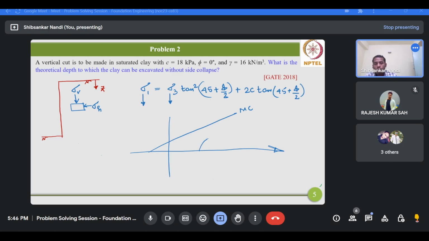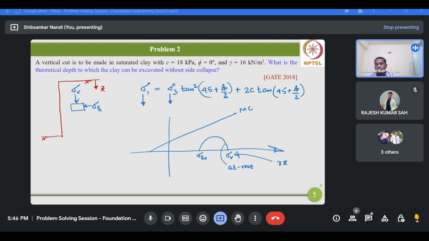So this is the Mohr circle considering the at rest condition. This value would be your sigma H naught, and this value would be your sigma V. Now sigma V for a particular depth or level, you can get from the product of the unit weight of the soil and the respective depth of the layer. Now this is gamma Z. This gamma Z will not change.